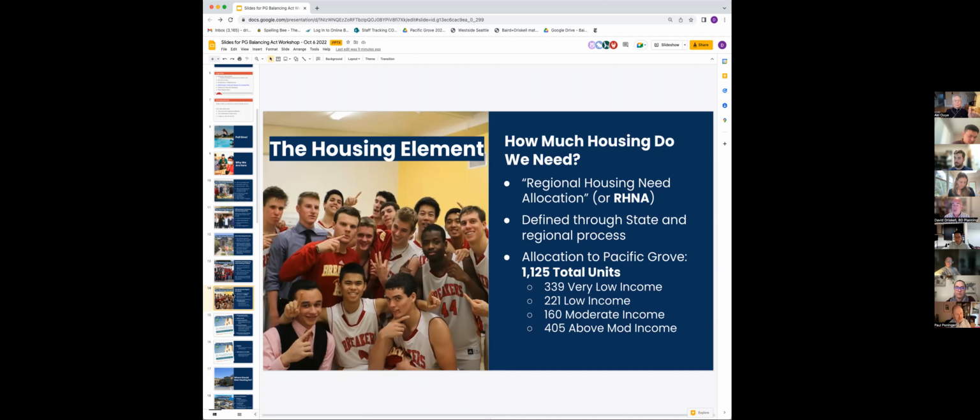And you can see there our largest number is actually in the above moderate category, and our second largest number is in the very low income category, which was the one category that we did not achieve our numbers in at the end of the current planning period of 2023.